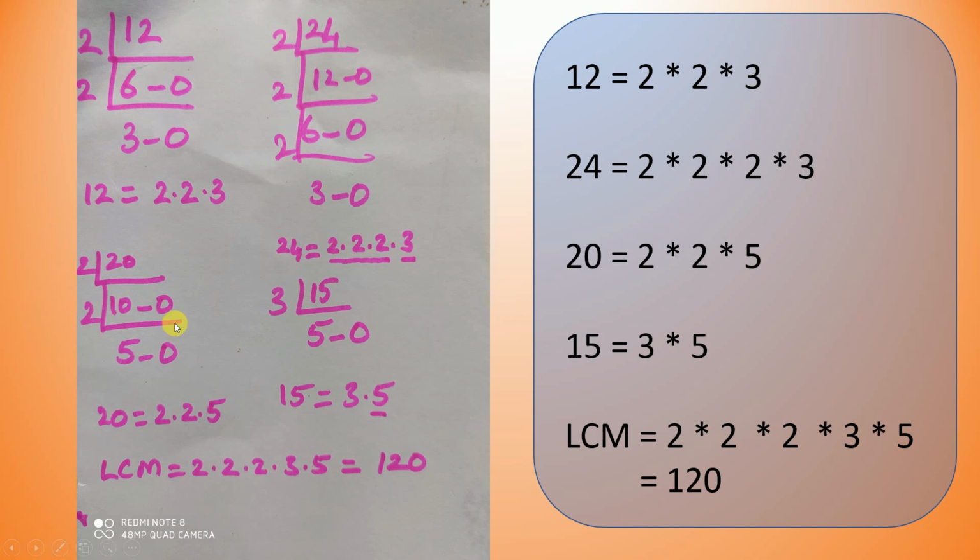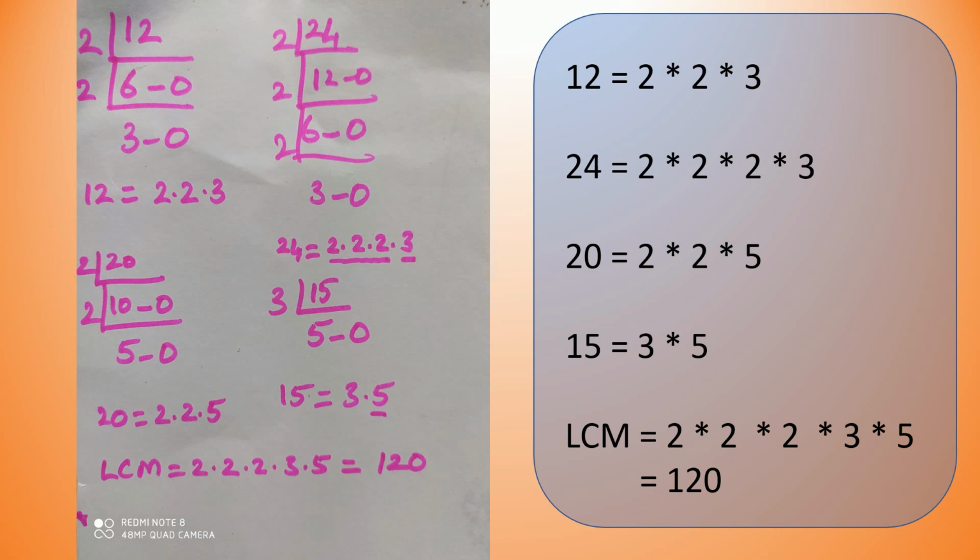Now there is another question. 2 appears 2 times here, 2 appears 3 times here, and 2 appears 2 times here. So which repetition do you have to take? Do you take 2 times or do you take three 2s? Here you have to take three 2s. That is another difference from the GCD method. In GCD you have to take the smaller repetition. In LCM you have to take the greater repetition.